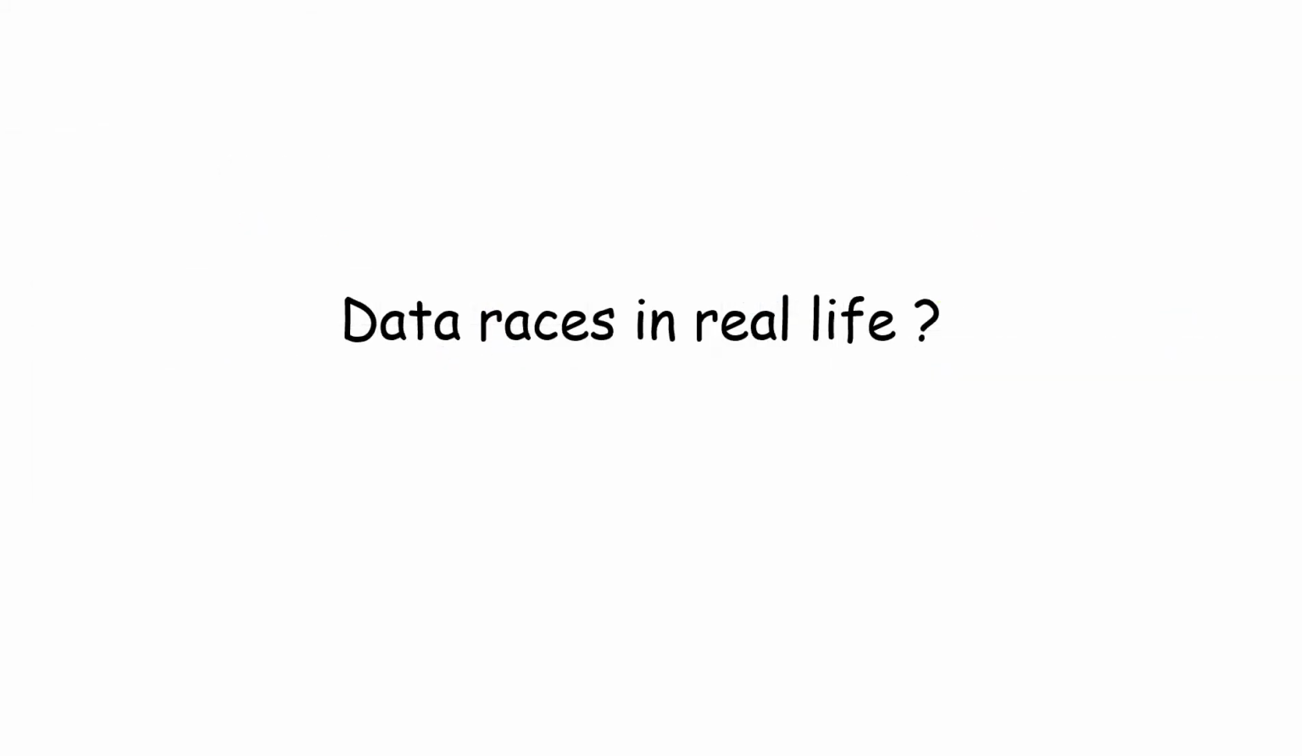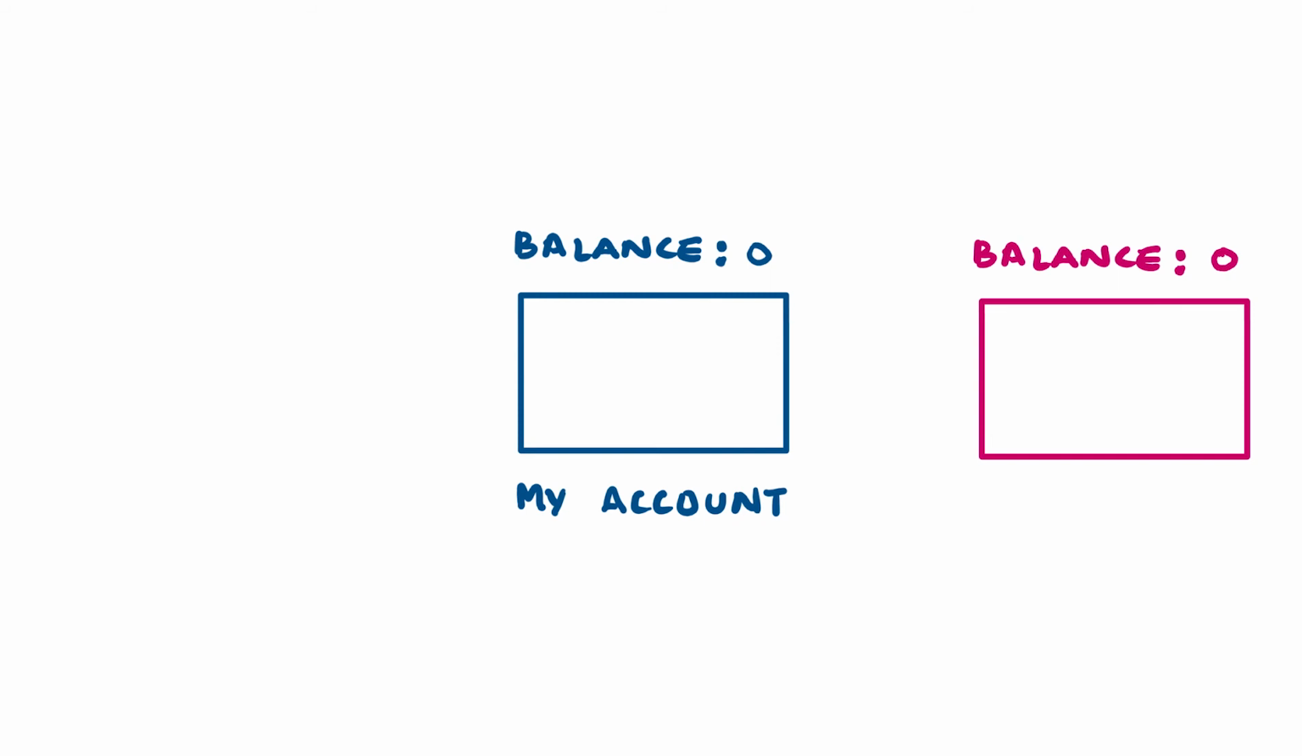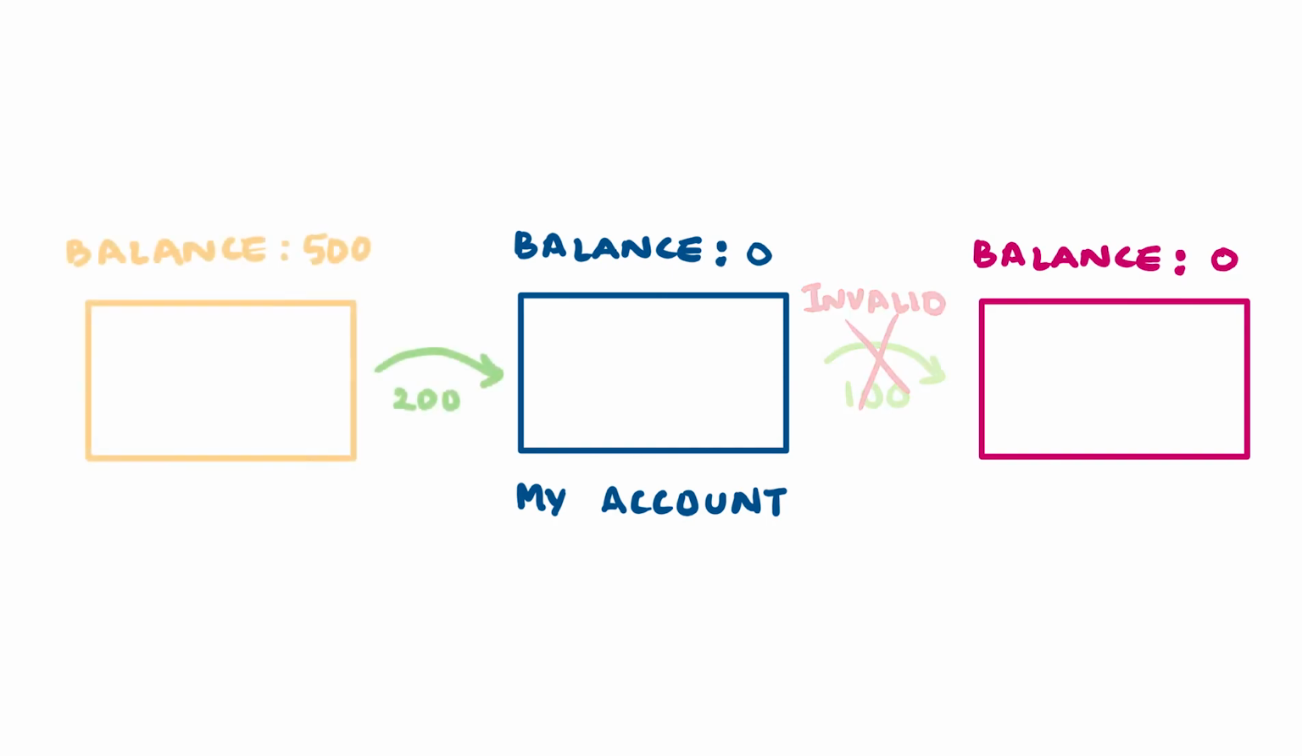Here's a situation in real life which is analogous to a data race. When dealing with incoming and outgoing transactions into your bank account, you have to wait until you have enough money in your account for an outgoing transfer to be valid. Hence, you have to receive money first before you can send it. Here, the relative order of transfers is important.